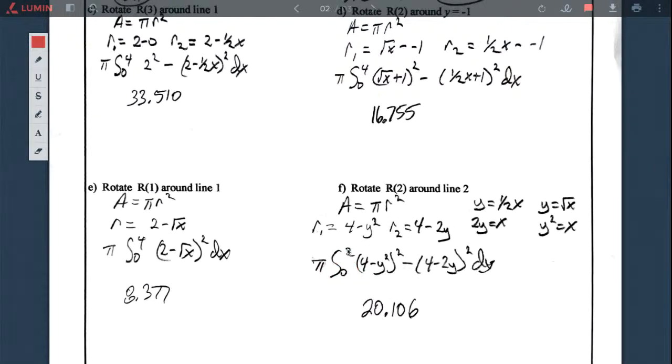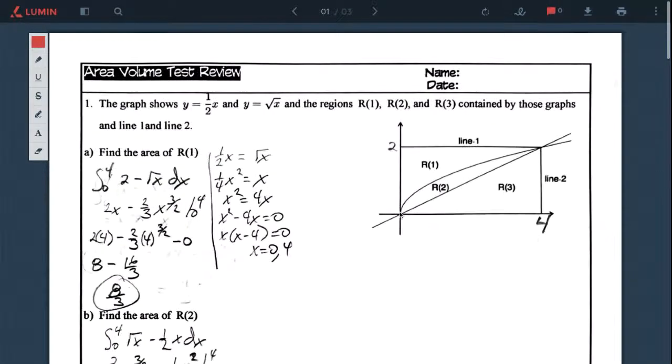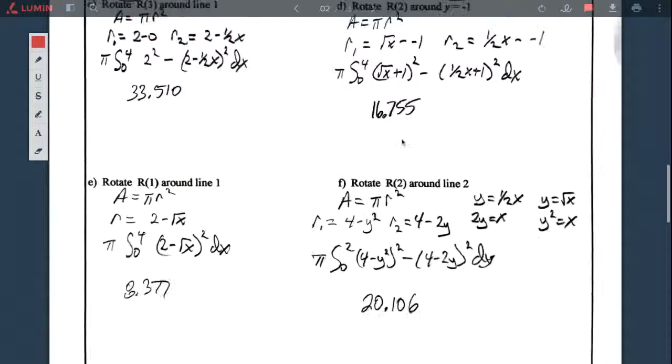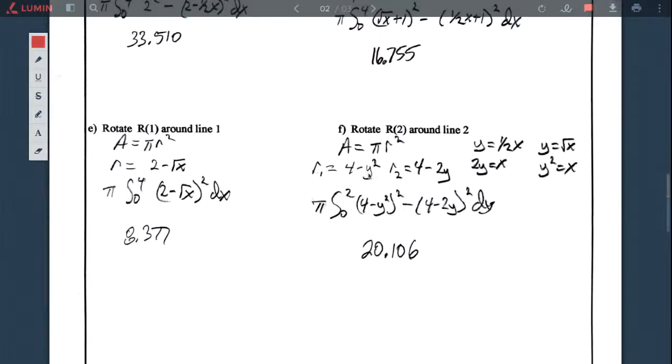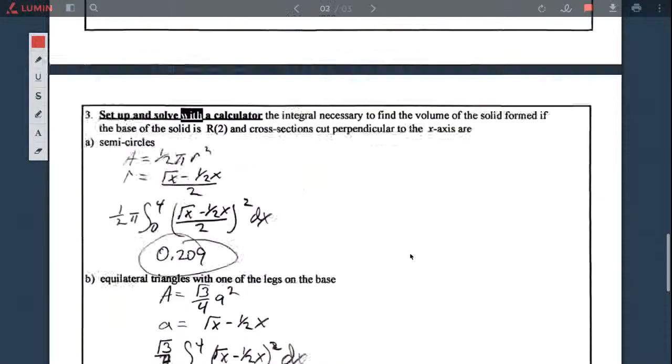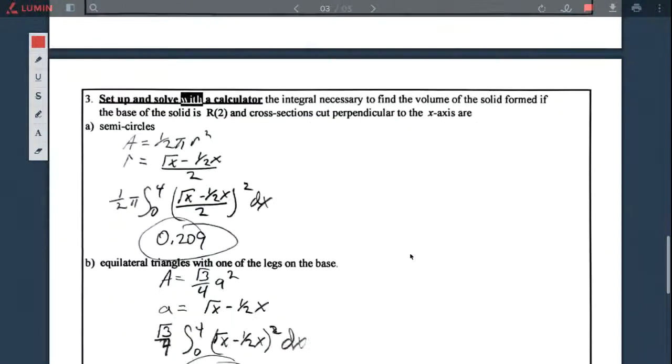Also notice my limits change. We've got to use our y limits, which are 0 to 2. So R1 is 4 minus y squared, and I've got that squared. R2 is 4 minus 2y, and I've got that squared. I punched this in my calculator, and it gave me 20.106. All right. Next one.